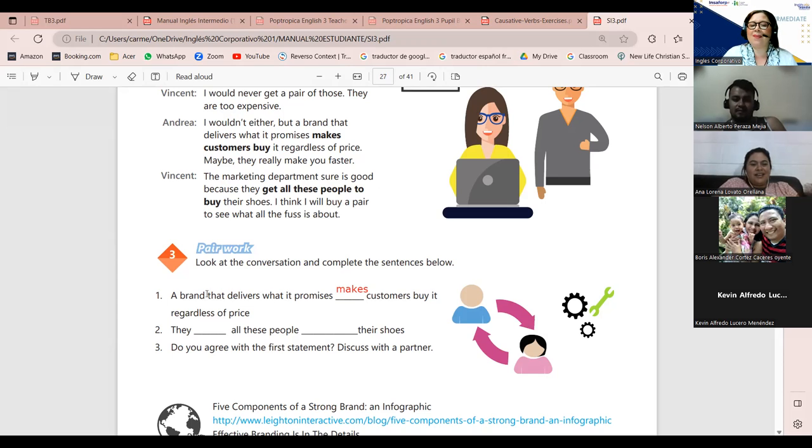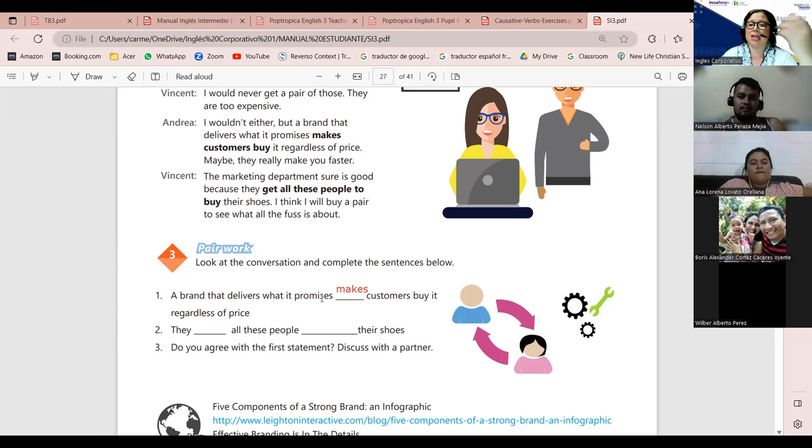It says, a brand that delivers what it promises, what it promises. What does a brand promise to you when offering a product to you? What are they offering? What are they promising? Durabilidad, durability. Okay. Functionality. In general, could be the performance. Exactly. The performance of the product, right?